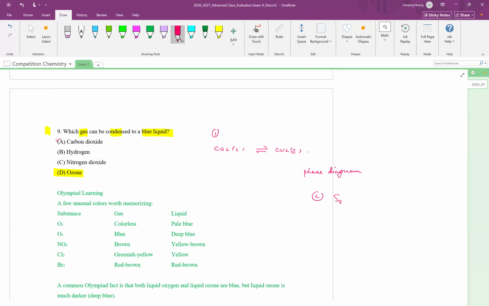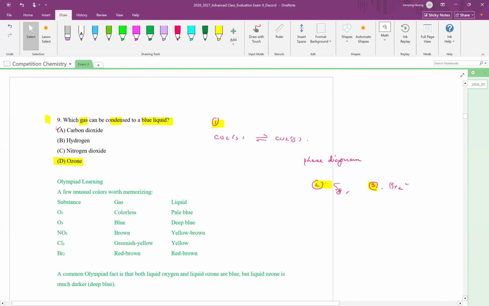S8. You have to know that. The third one, bromine. These are three common ones. The phase diagram, you should know very well. It has been used all the time. This one multiple times. This one was not many times in this country. I think this year before the exam, we did a question like this.